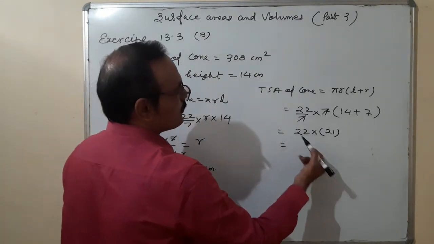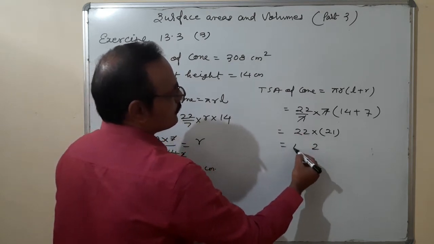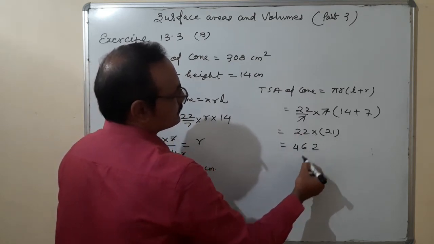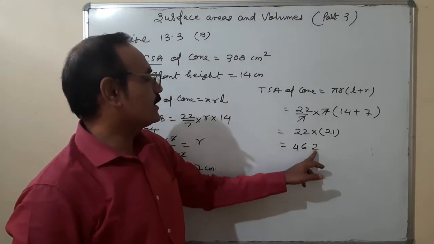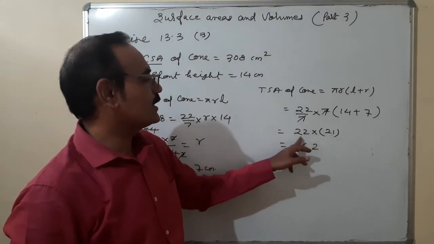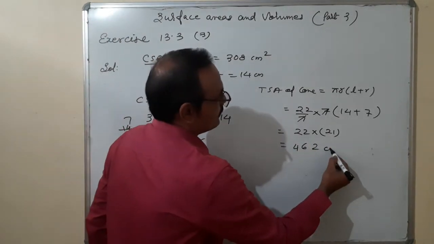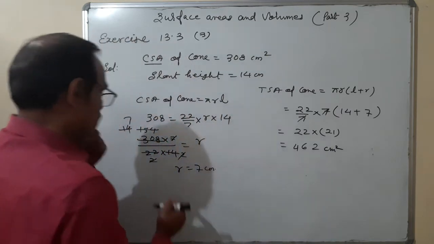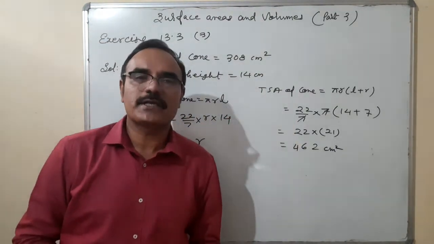21 2 is 42. 4, 21 2 is 42, 4 46. 21 2 is 42, carry 4. 21 2 is 42, 42 plus 4, 46, 462 centimeter square. So the radius is 7 centimeter and the TSA of cone is 462 centimeter square.